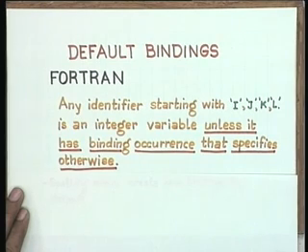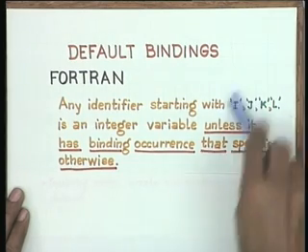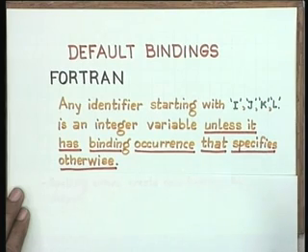Any name that starts with i, j, k and l which does not have a binding occurrence is taken to be an integer variable. Further, any identifier that starts with any other letter and which does not have a binding occurrence is taken to be a real variable, right.